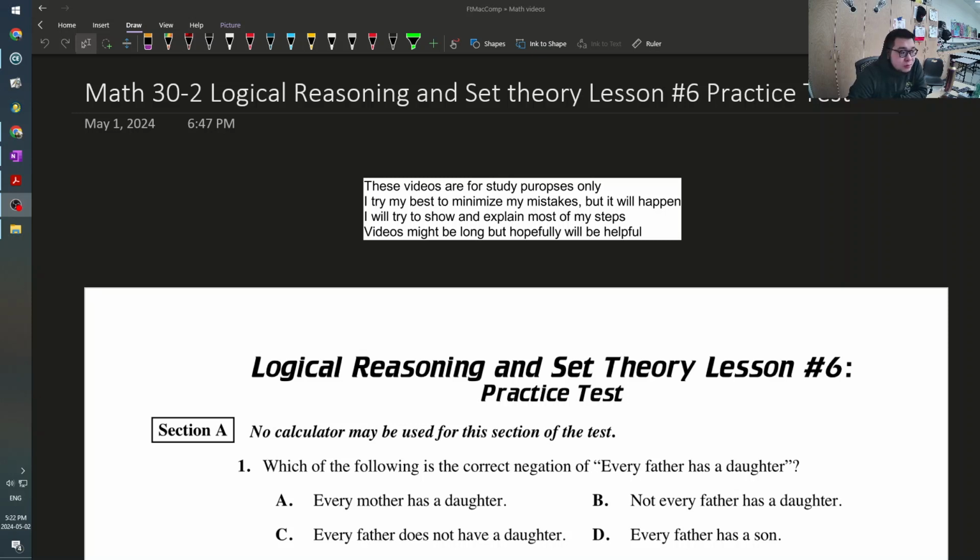Okay, Math 30-2, logical reasoning on set theory, lesson number 7, number 6, practice test.